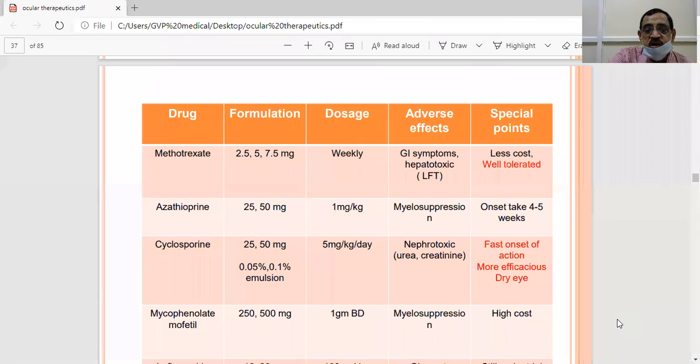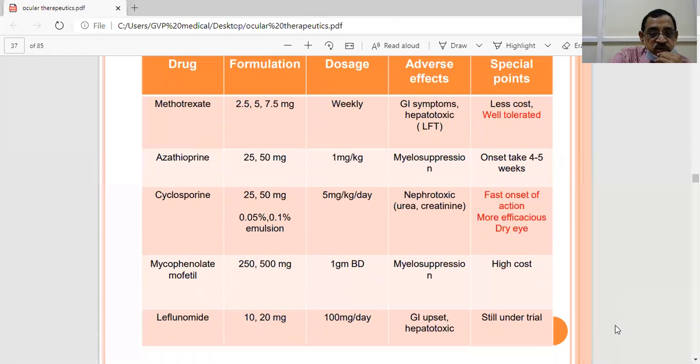It is nephrotoxic, hence monitoring urea and creatinine is a must. Fast onset of action, more efficacious, and dry eye can occur. Mycophenolate mofetil is available in 250 to 500 milligrams. 1 gram BD is the dosage. Myelosuppression is an adverse effect, and the cost is exorbitant, prohibitive.